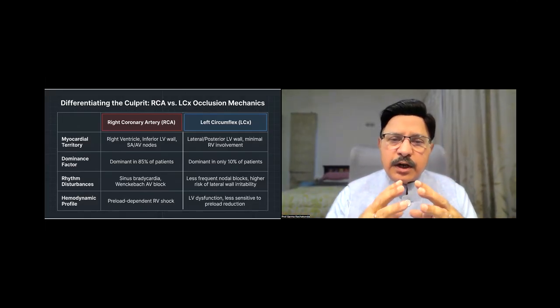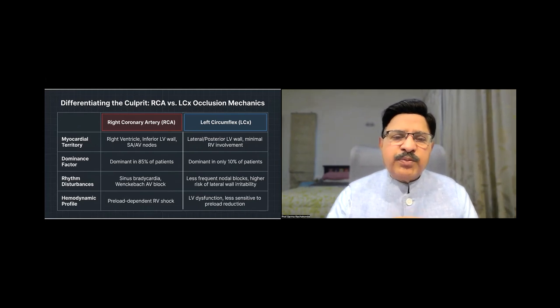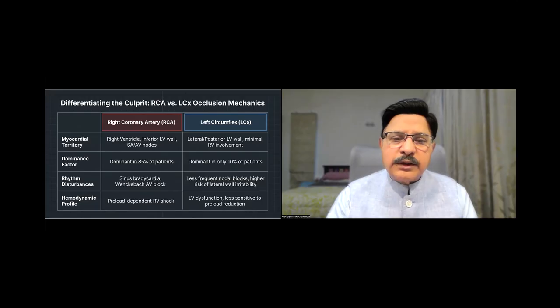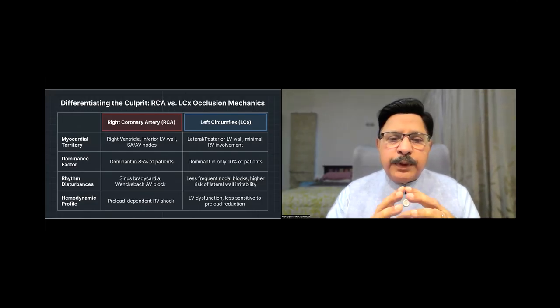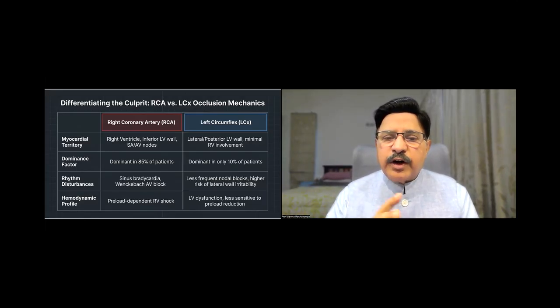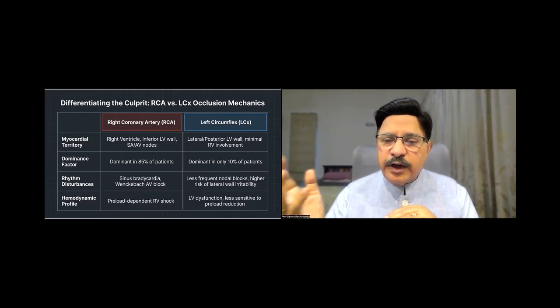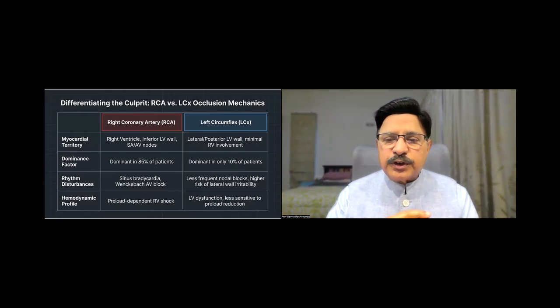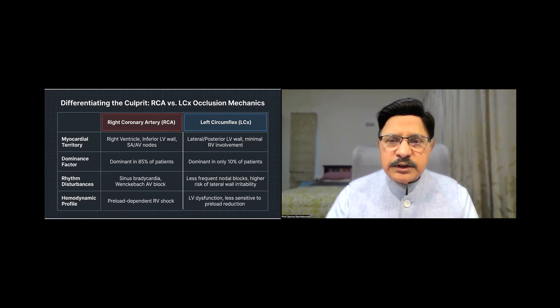Now, the rhythm disturbances in right coronary artery occlusion. The ECG changes are confined to right ventricle, inferior wall, involvement of the SA and AV node. Now, there is sinus bradycardia and Wenckebach AV block, type 1 AV block, Wenckebach phenomenon, and then sinus bradycardia will be the rhythm disturbance. Hemodynamic profile: preload dependent RV shock. Whereas in left circumflex, less frequent nodal blocks, higher risk of lateral wall irritability and arrhythmia. That is VT and something like that can come. LV dysfunction, less sensitive to preload reduction. This is the difference between RCA versus the LCX.